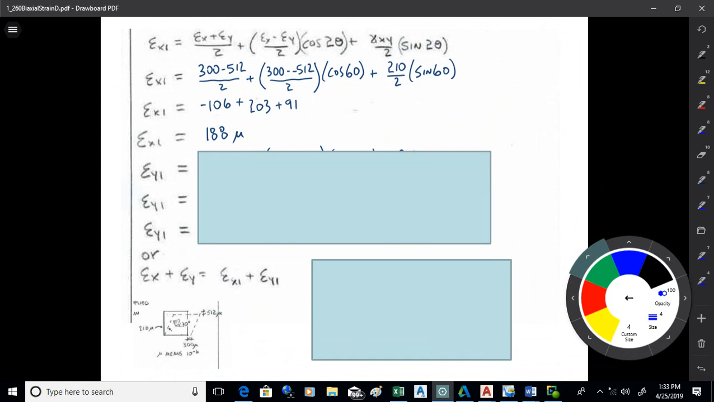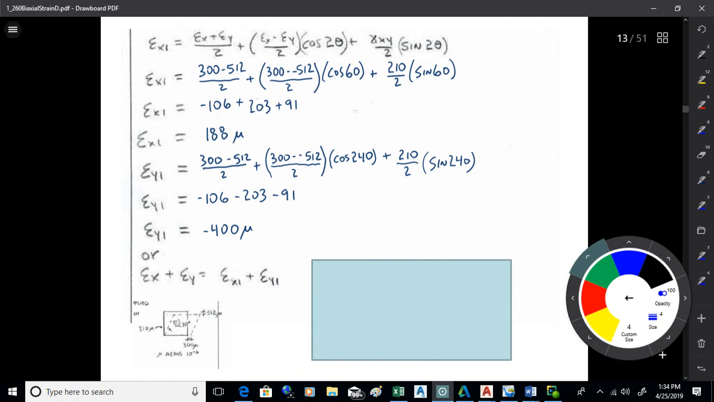So I just plug everything in. And I don't put the 10 to the minus 6 in there, the micro sign. I just add it at the end. That equation is messy enough. I don't need to be putting in times 10 to the minus 6 on every term. I just put it in at the end. So I just run through those calculations and figure up the two normal strains. Okay, and they're going to come out to be 188 positive for epsilon x1 and negative 400 for epsilon y1. And I'm just finding those by plugging epsilon x, epsilon y, gamma xy, and the two different theta angles in there. Once I do it for 30, the other time I do it for 120.